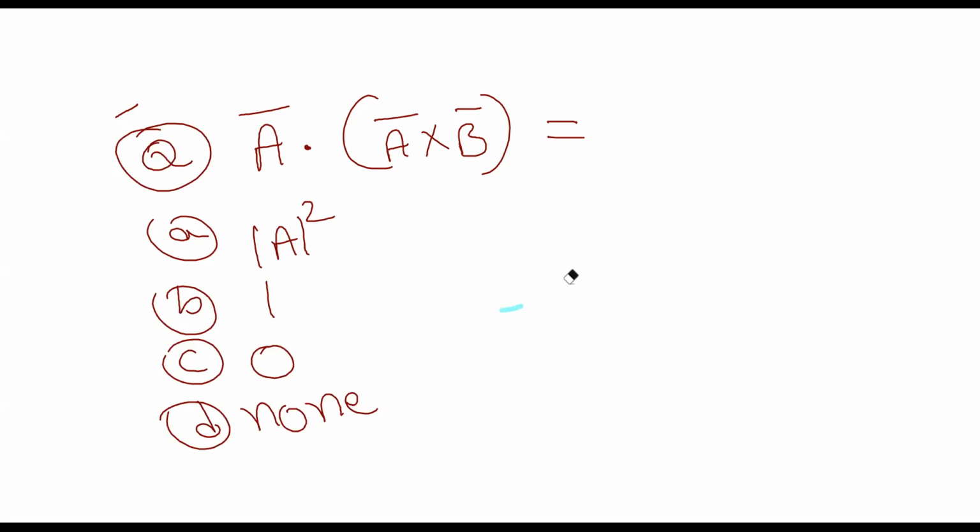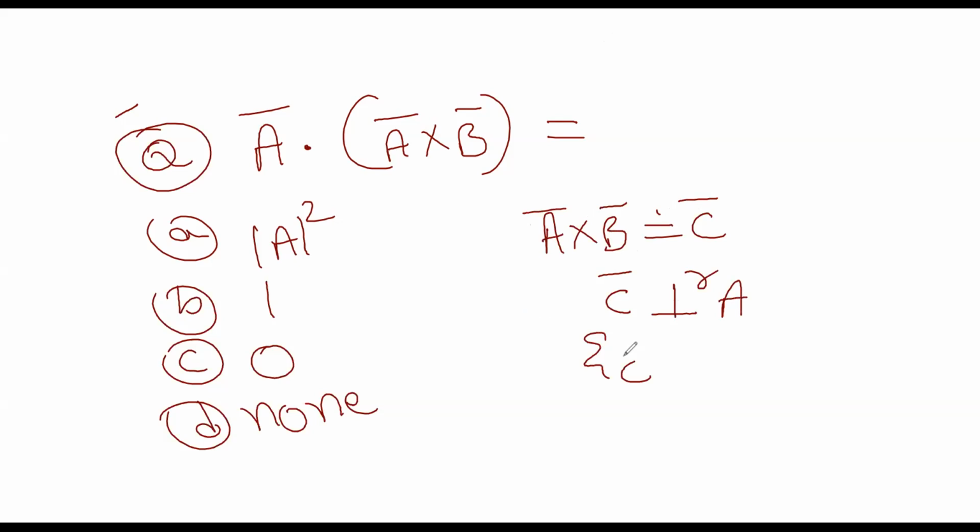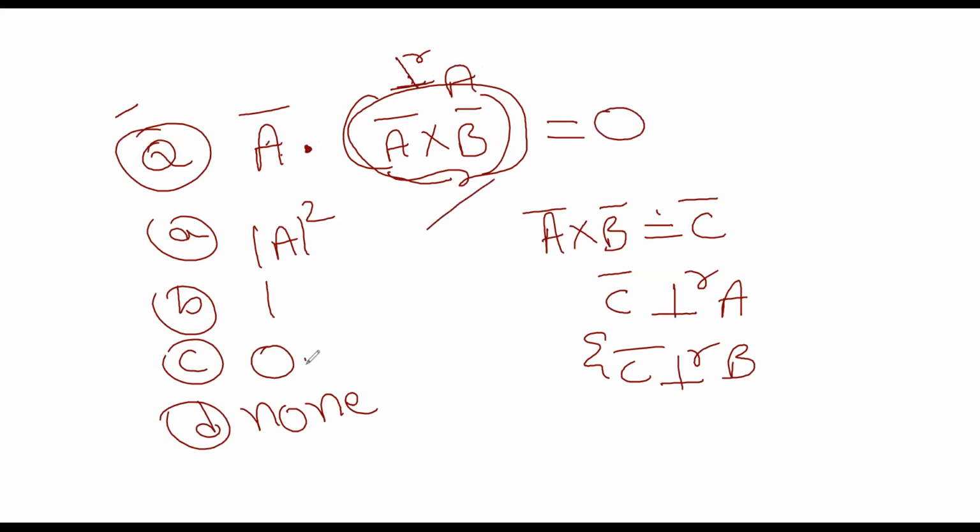As I told before, when you do cross product, the resultant is some vector, and that vector is perpendicular to both A and B. So whatever vector this may be, it is perpendicular to A. The dot product of a vector with a perpendicular vector will be 0. So that is the answer.